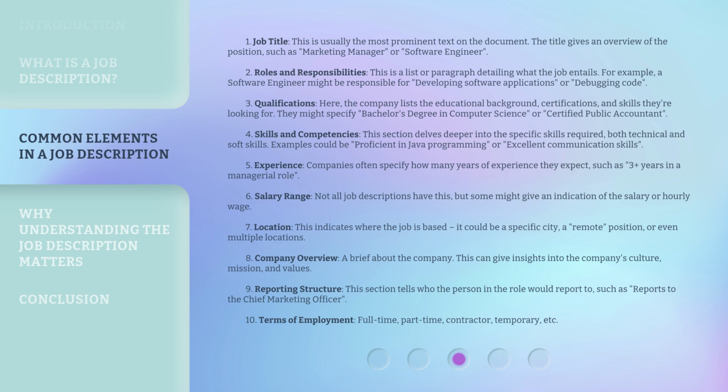8. Company overview. A brief about the company. This can give insights into the company's culture, mission, and values. 9. Reporting structure. This section tells who the person in the role would report to, such as reports to the chief marketing officer. 10. Terms of employment. Full-time, part-time, contractor, temporary, etc.